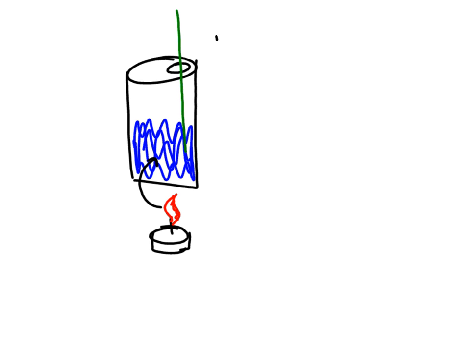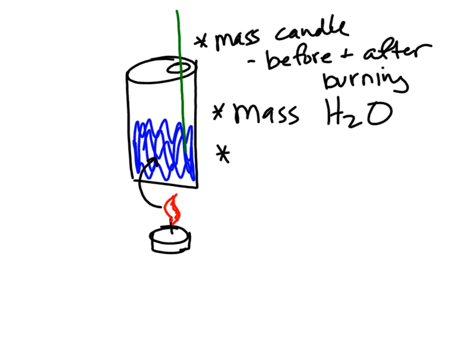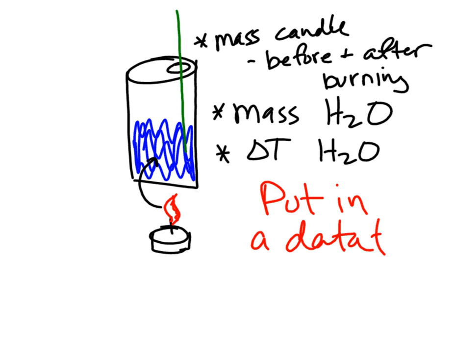Now, some important things we're going to need to know. We're going to need to know the mass of the candle before and after burning. So you need the mass of the candle before and after burning. You'll need to know the mass of the water. You'll need to know the temperature change in the water. And lastly, you're going to need to put all of this in a data table before you come into class.